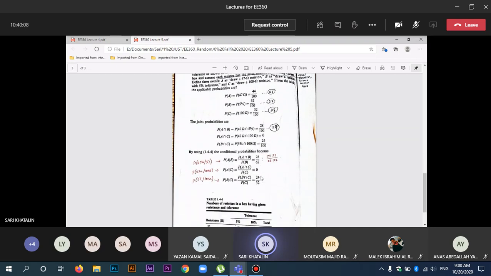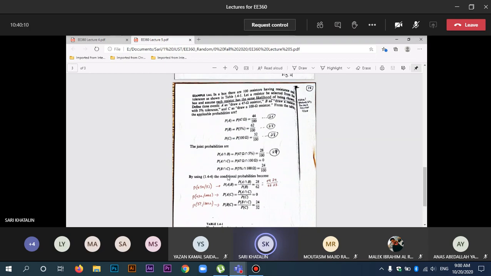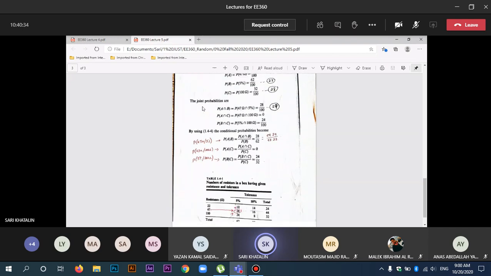Finally, we have an example here. This example is very straightforward. Let's walk you through it quickly, if you have any question. What we have here is a box with 100 resistors, and if you take a look at the table, we have this table right here.